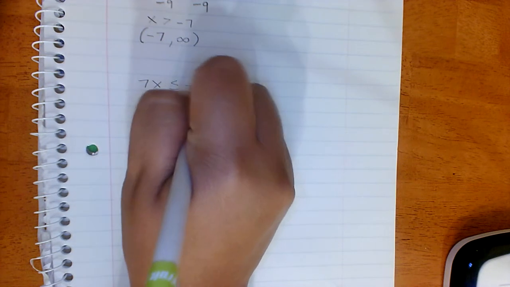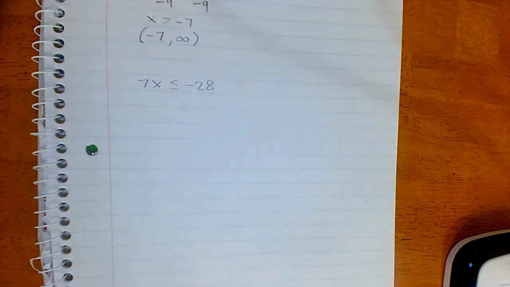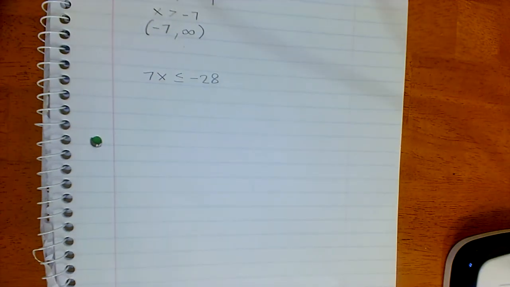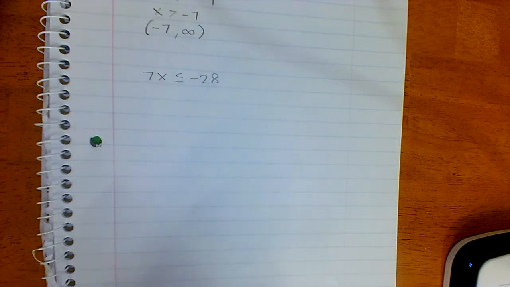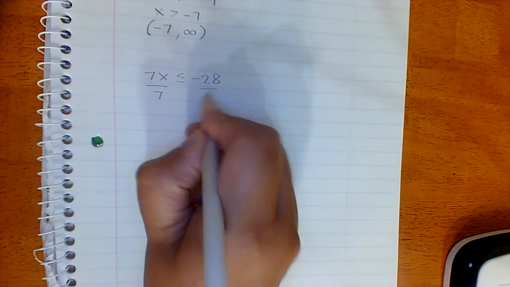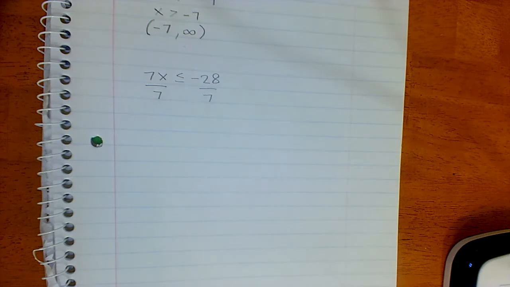If we have something like 7x is less than or equal to negative 28, for example. Again, if we just sort of ignore this symbol for a little bit and treat it like an equation instead, our goal is to isolate the x, to get the variable all by itself. So x is currently being multiplied by 7. To undo that multiplication, I will have to divide by 7. And if I divide one side by 7, I will have to divide the other side by 7 as well.